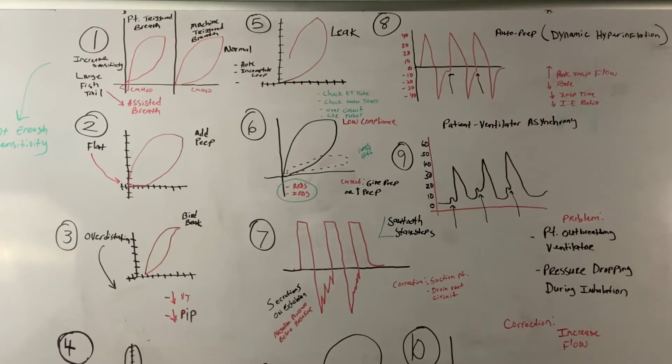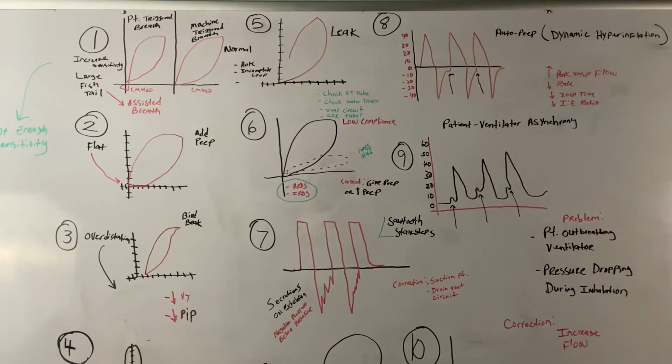Number one is simply a patient-triggered breath. It is represented by a large fishtail, also called an assisted breath. What you need to remember for the TMC exam is to increase sensitivity. Number two is a football that has a flat line on the baseline. Keyword: flat on the baseline, add PEEP.